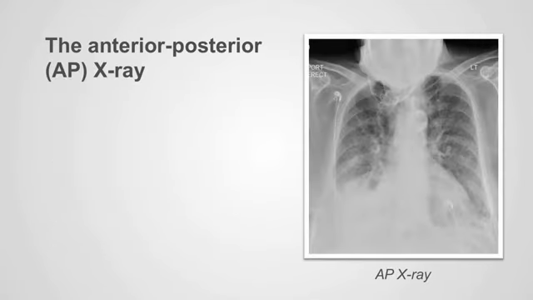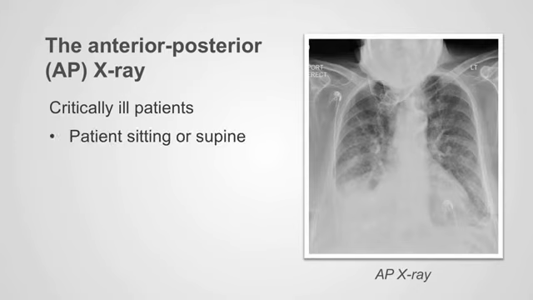The anterior-posterior X-ray is reserved for patients that cannot have a conventional PA and lateral. This is reserved for critically ill patients. The examination is usually performed with the patient sitting or in a supine position, and the X-ray detector is positioned behind the patient's back. The examination is usually taken with mobile equipment.